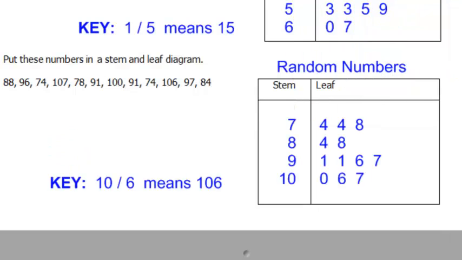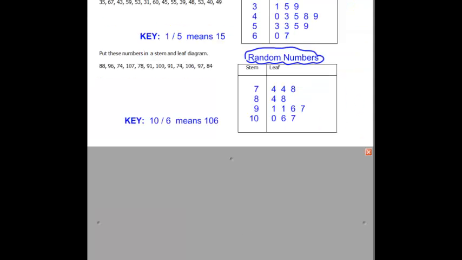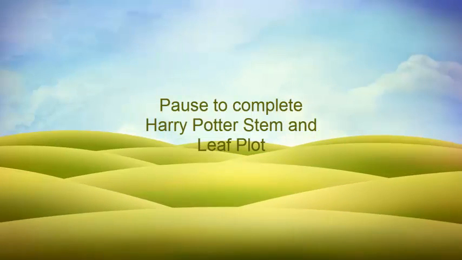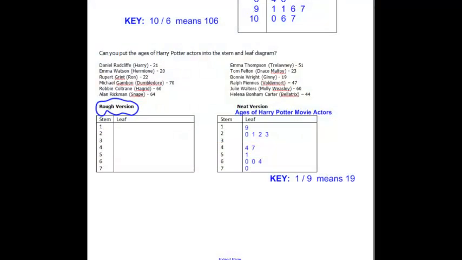So here's the second graph, the stem and leaf plot, and you should have a key. You should have a title. I realize there's not really anything there, so you could have survey, random numbers, whatever. Now in the bottom, we want to put all of those Harry Potter actors into a stem and leaf plot. So they have given you a rough version, so you can go ahead and complete this on your own and then come back and check the final plot. This is what the Harry Potter stem and leaf plot should look like. Make sure you have a title and a key.